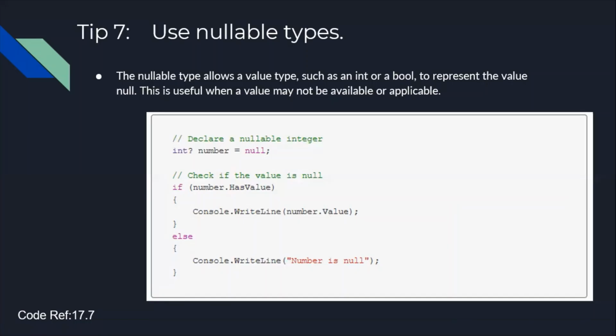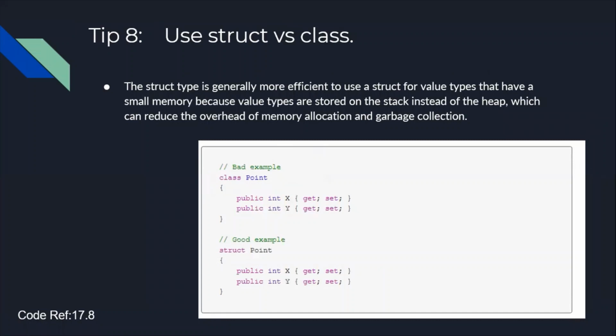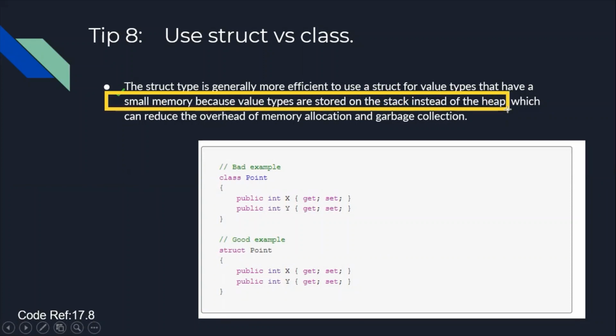Okay, we can move now for tip number 8, when you can use a struct and the class. The struct type is generally more efficient to use for value types that have small memory usage, as I will highlight now for you. Small memory usage because value types are stored in stack instead of heap, which can reduce the overhead of memory allocation and garbage collection. Again, please, when you are working with a small memory allocation, start to work with struct, not class.